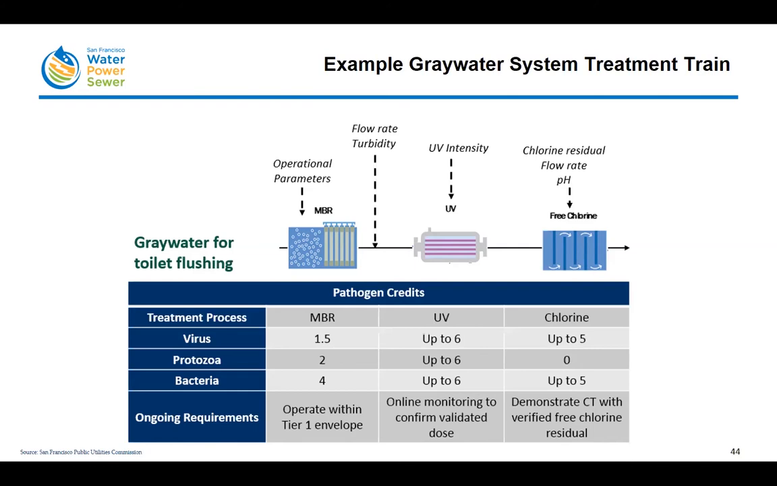And each treatment technology in your treatment train is assigned credits. And these credits ultimately add up to your requirement for your log reduction target for each pathogen classification: virus, protozoa, and bacteria.